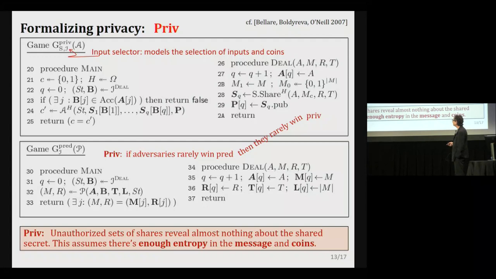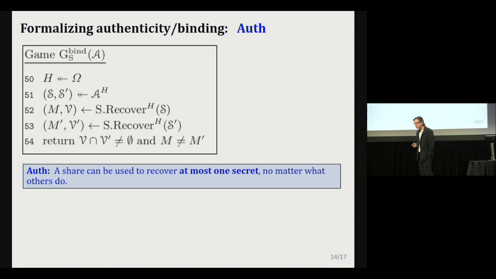That's privacy, a substantial strengthening of the classical privacy notion, though we are in the complexity theoretic setting now, not the information theoretic one. Authenticity, alternatively called binding for us, is the property that a share can be used to recover at most one secret. The moment you get a share, in fact, even if it's one produced by an adversary, there's only one thing that it might recover. A share is a commitment.